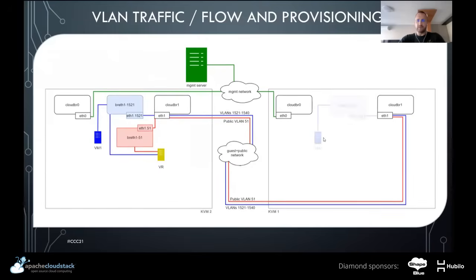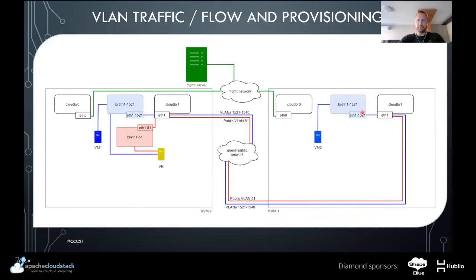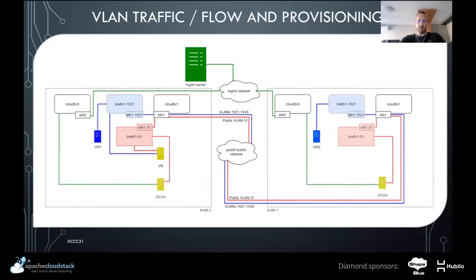And finally, if you deploy a VM on a second host, the same thing will be provisioned over here so they can communicate via this blue line, basically. And in your environment, you will also have your system VM, secondary storage VM, and console proxy VM, effectively. So that's kind of a diagram that I want to show you.